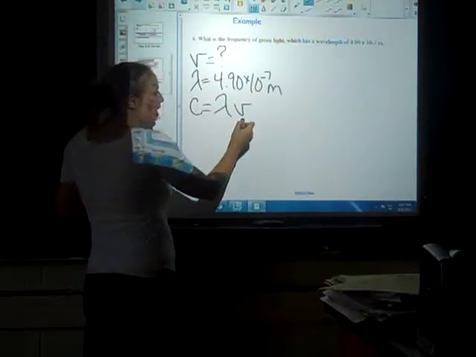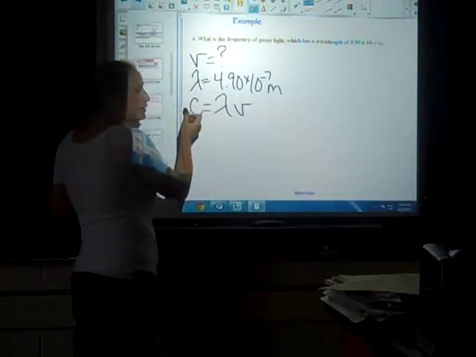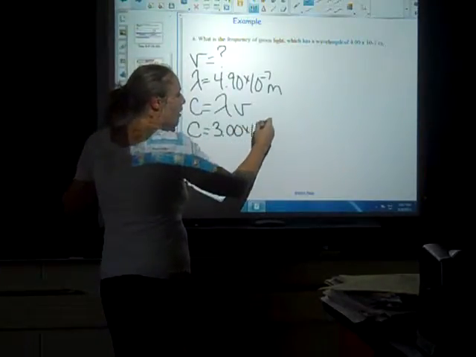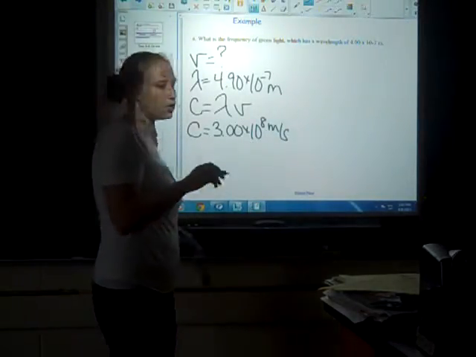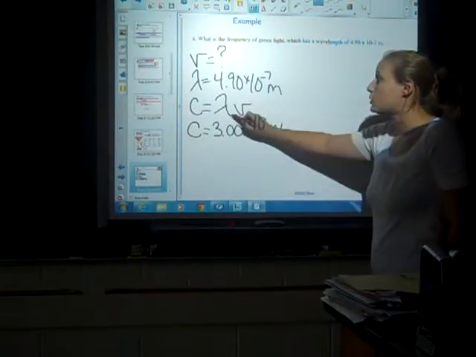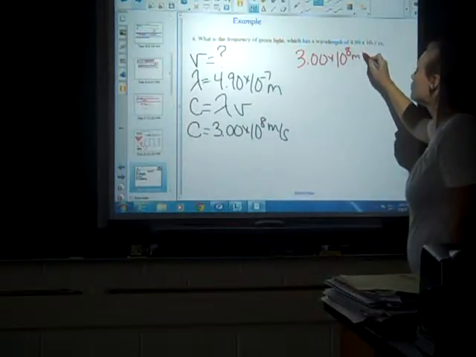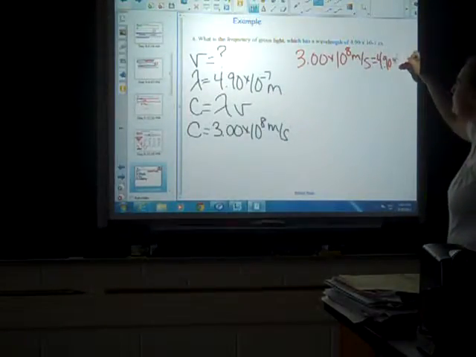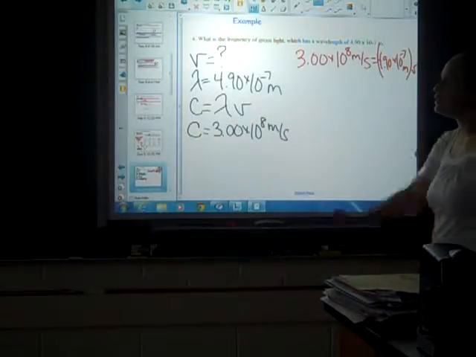Now I know I'm solving for my frequency. I'm given my wavelength, but I can't have two unknowns in one equation. So if you recall, that speed of light is always going to be 3.0 times 10 to the 8th meters per second. Again, it's right in your reference tables, and it's not going to change. All electromagnetic radiation is going to have that value. So all I need to do is substitute into this equation. I know the speed of light is 3 times 10 to the 8th meters per second. I know that's equal to my wavelength, 4.90 times 10 to the negative 7th meters, and that's times my frequency, which I'm unsure of.